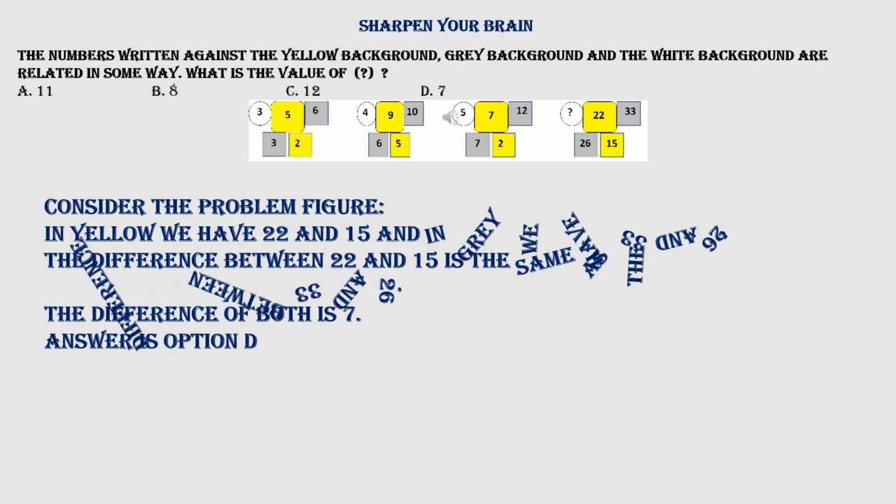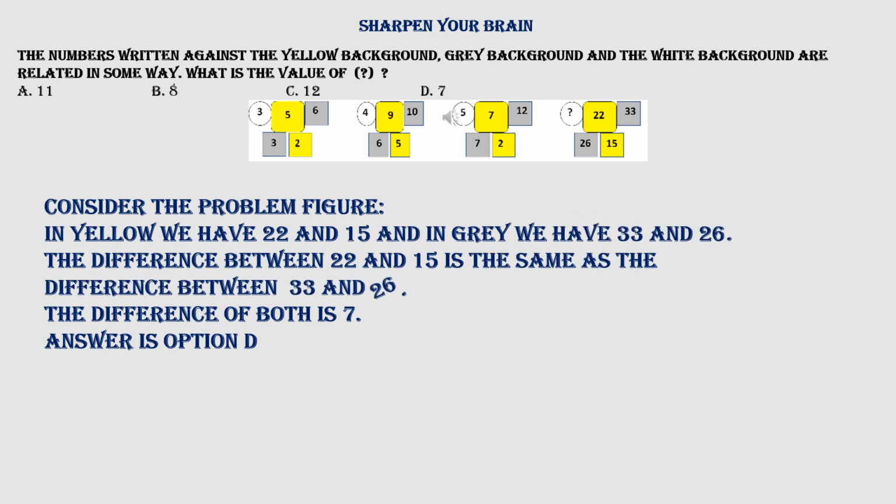Consider the problem figure. In yellow we have 22 and 15 and in gray we have 33 and 26. The difference between 22 and 15 is the same as the difference between 33 and 26. The difference of both is 7. Answer is option D.